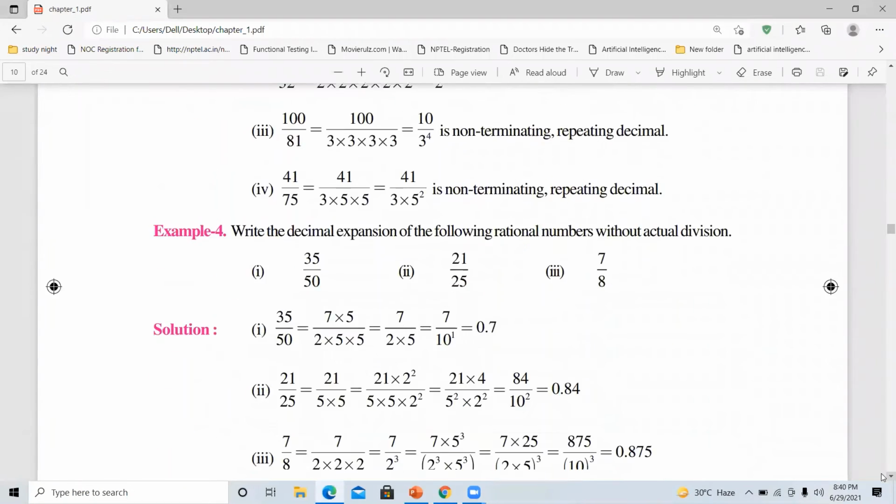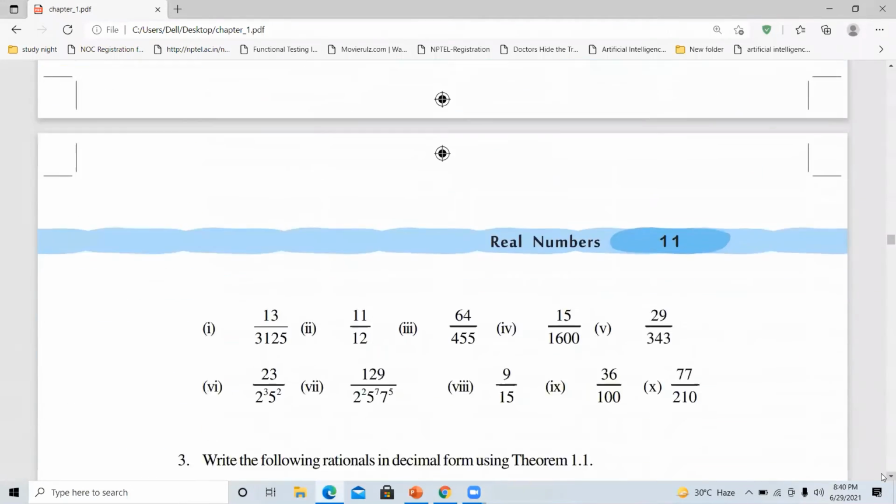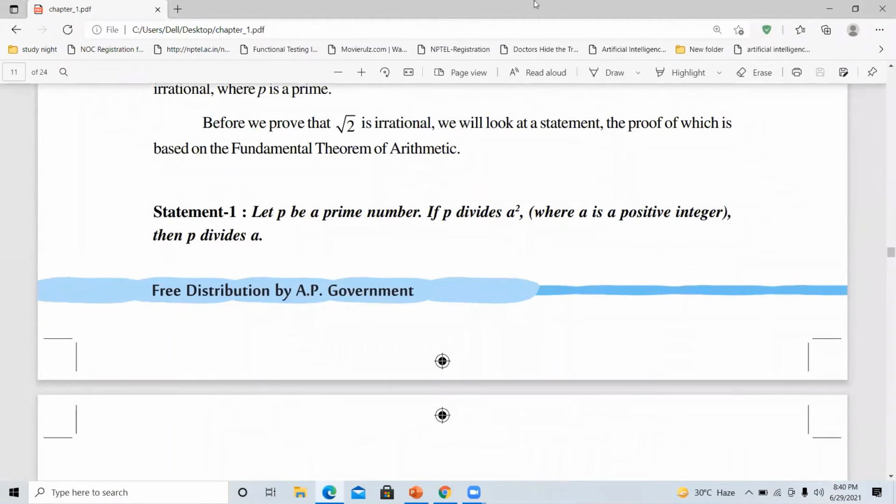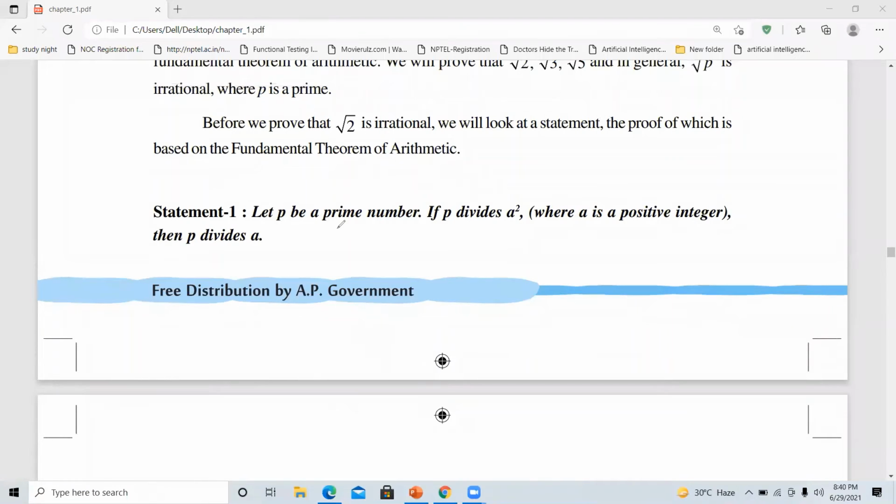And after this, we have another theorem, another statement, and the statement will be like this. Let p be a prime number. We have learnt in the previous classes that a prime number is a number which is divisible by itself and 1. So they are giving that p will be a prime number. If p divides a square, where a is a positive integer, then p will definitely divide a.